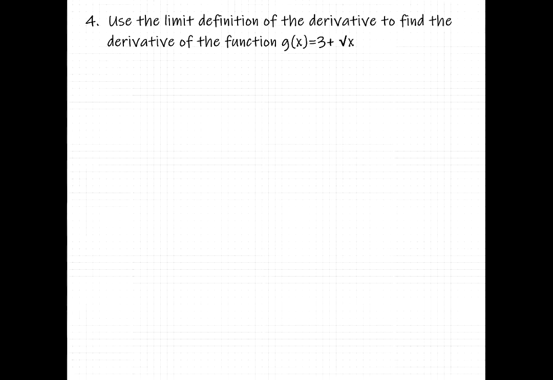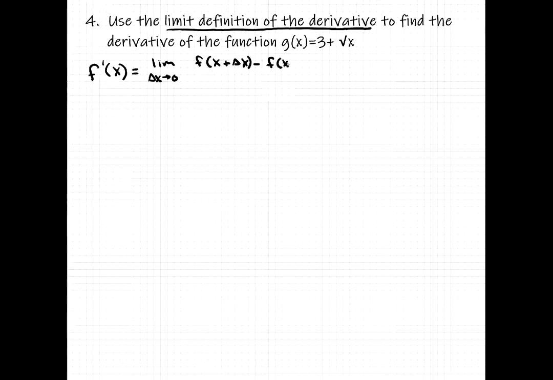Use the limit definition of the derivative to find the derivative of the function g of x equals 3 plus the square root of x. So we have our limit definition of the derivative, and that's f prime of x is equal to the limit as delta x approaches 0 of f of x plus delta x minus f of x divided by delta x.